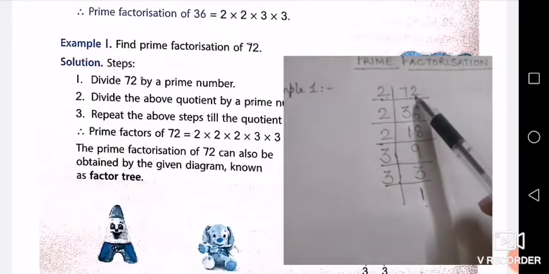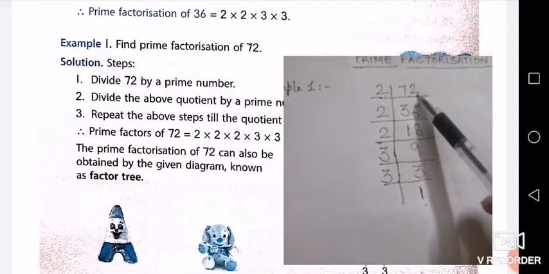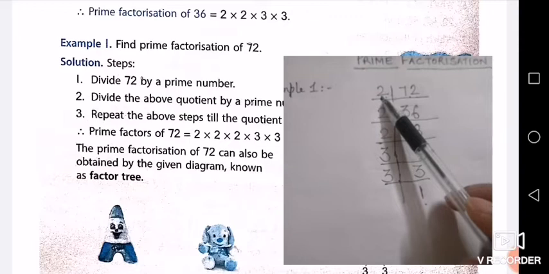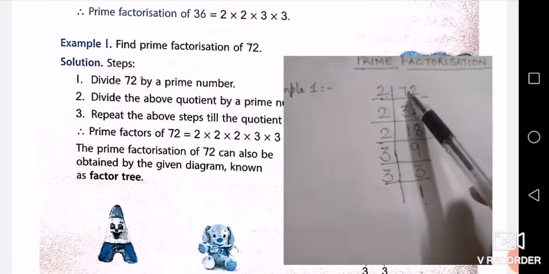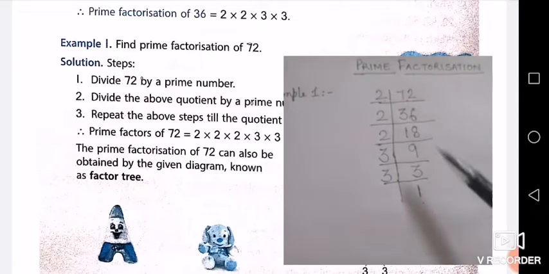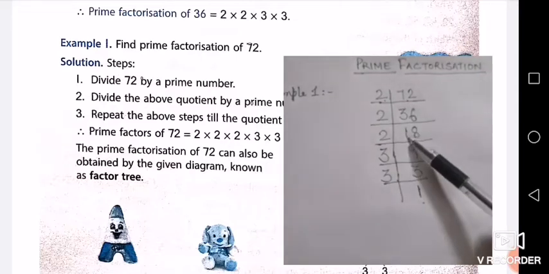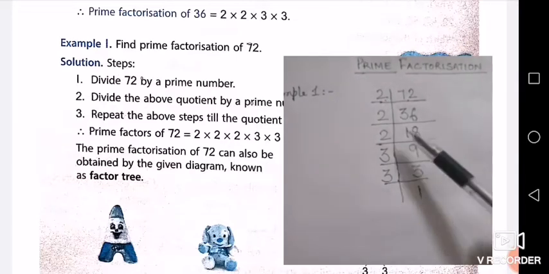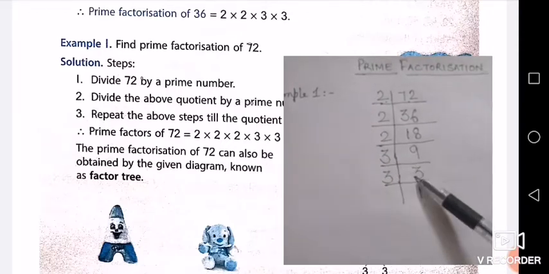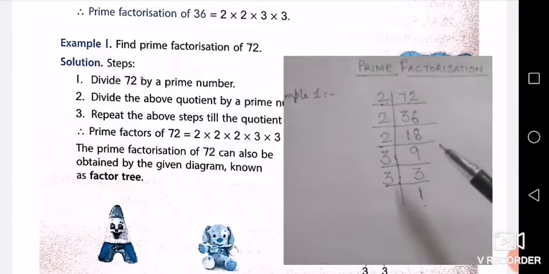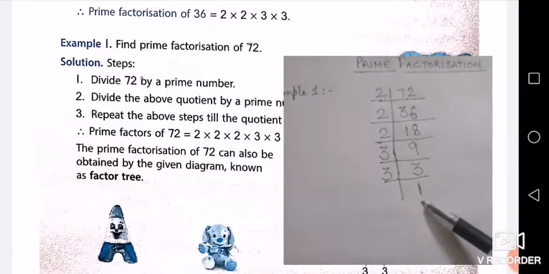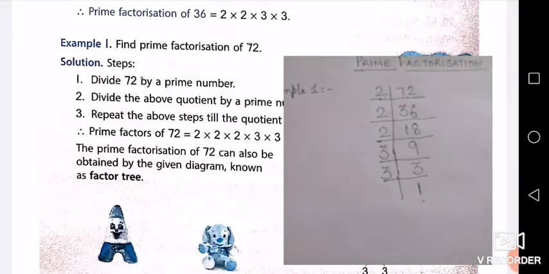Here the number has an even digit 2 in the ones place, so it is divisible by 2. 2 3s are 6, 1 will be left, 2 6s are 12. Next, 2 goes into 18 nine times, and 2 8s are 16. Then again 2 9s are 18, then 3 3s are 9 and 3 1s are 3. You have to keep dividing until you get the quotient 1.